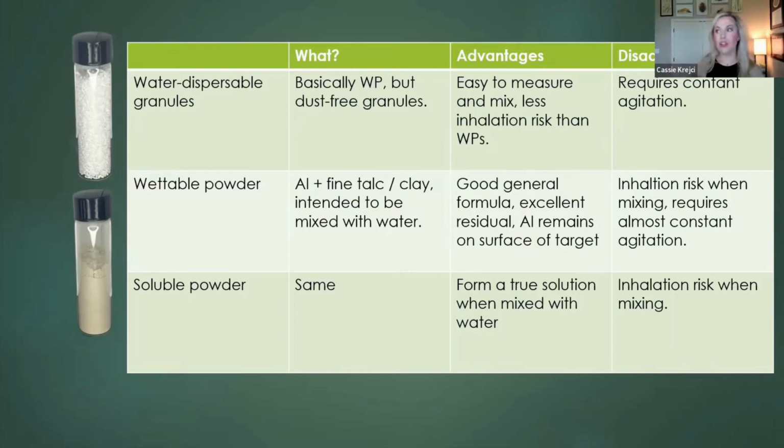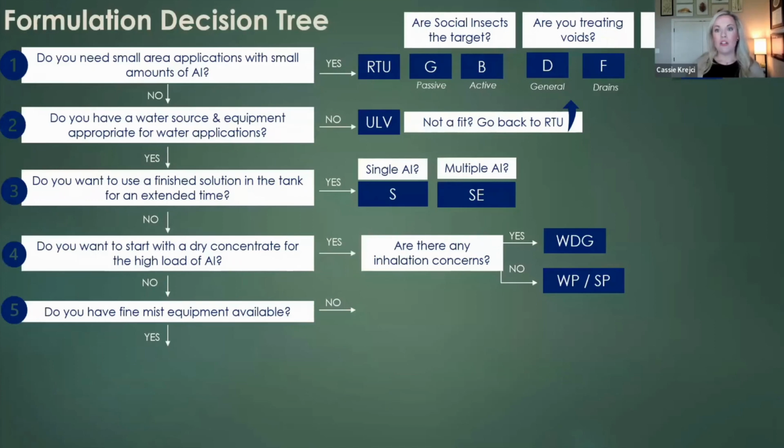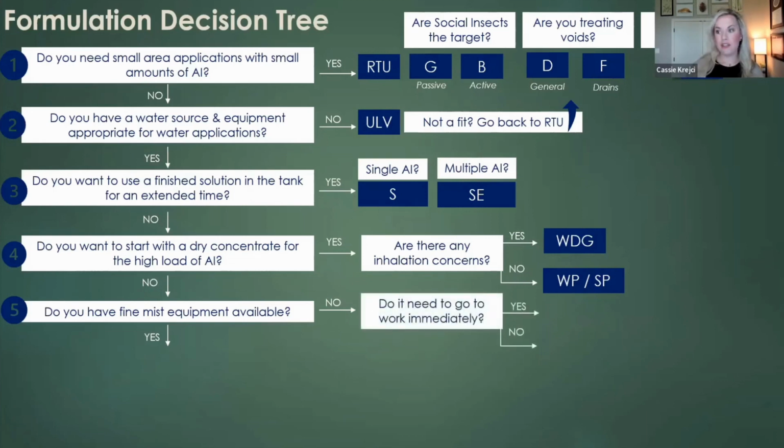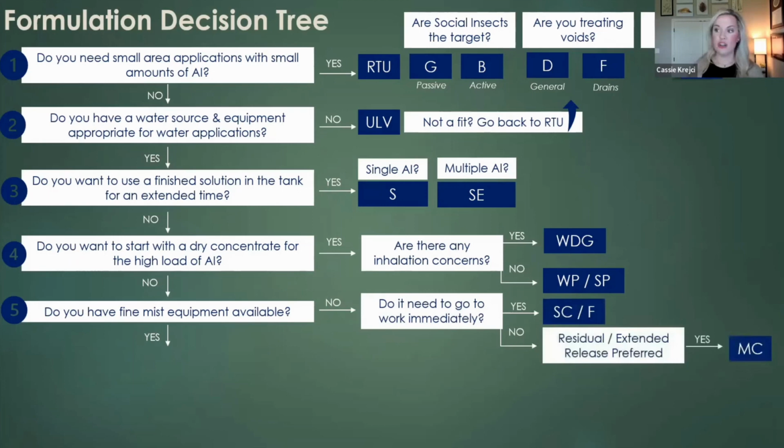And back to our chart, inhalation risks are something to be concerned about when you're considering using wettable powders or soluble powders. So if you don't need a drier concentrate, your next question to ask is, do you have fine mist equipment available? If the answer is no, that leads us to another question: do you need it to go to work immediately? If the answer is yes, you would look at suspension concentrates. If no, and something with a residual extended release period is preferred, you would look at a microcap.